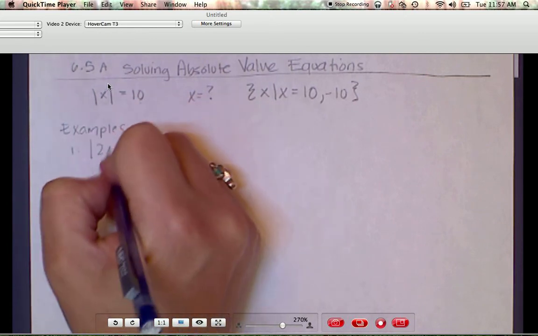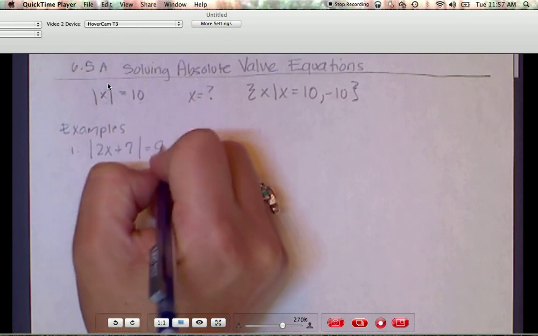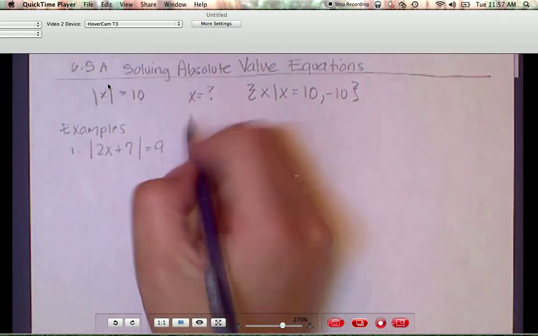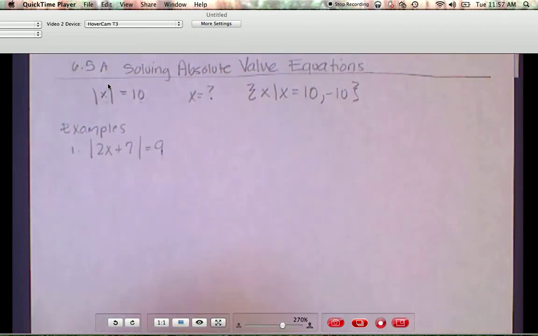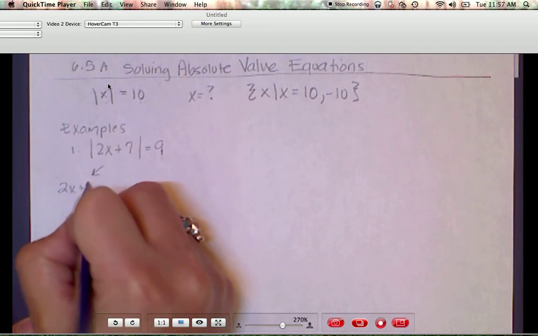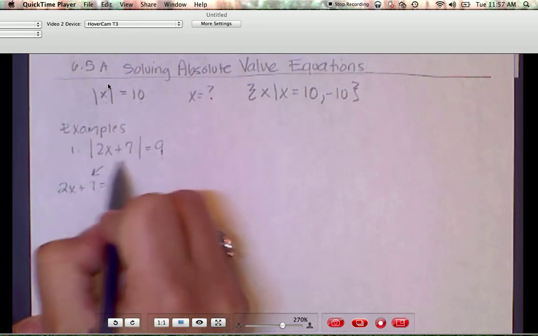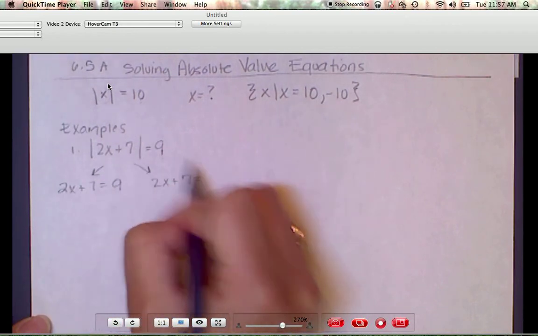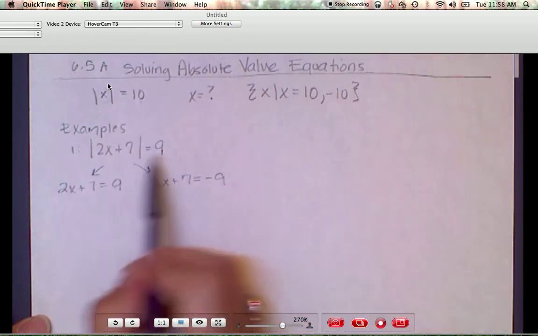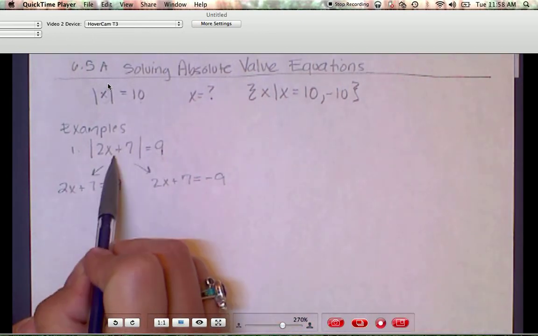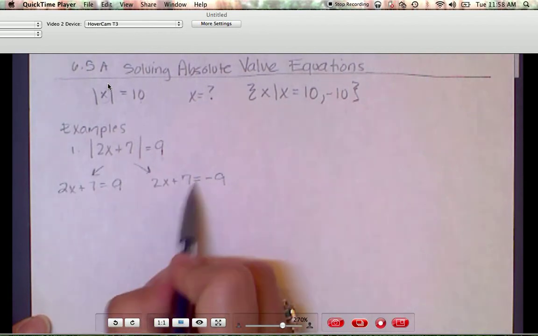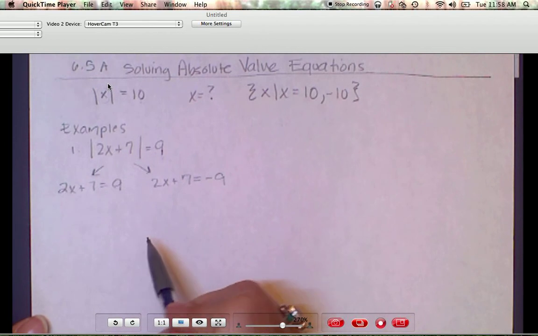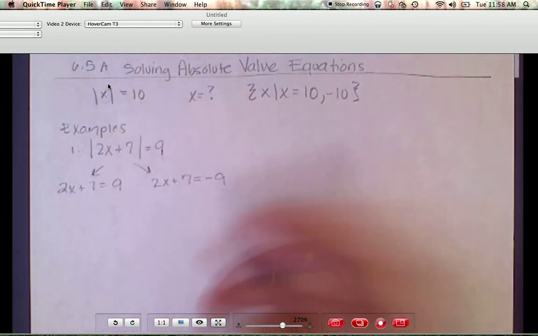The absolute value of 2x plus 7 equals 9. Okay, what does that mean? That means either 2x plus 7 equals positive 9, so either what is inside here is equal to positive 9, or what is inside here is equal to negative 9. Because if this is equal to positive 9, when we take the absolute value of it, it equals 9. Or if this is equal to negative 9, when we take the absolute value of it, it would be positive 9. Okay?